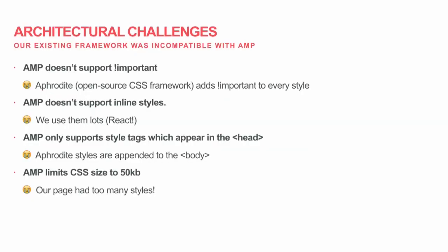So here, specific to us, AMP doesn't support !important. Our CSS and JS library that we use, called Aphrodite, adds !important to every style. AMP doesn't support inline styles, and with React you use a lot of inline styles. AMP only supports style tags, which appear in the head, and Aphrodite inserts the styles in the body. And AMP limits CSS size to 50 kilobytes, and as we added more features, we ended up going beyond this limit.